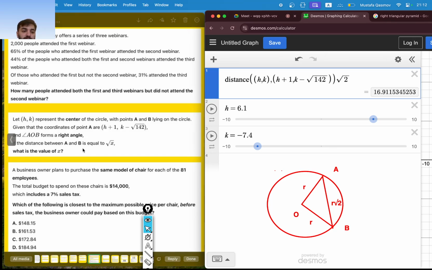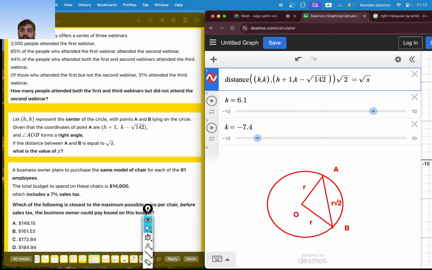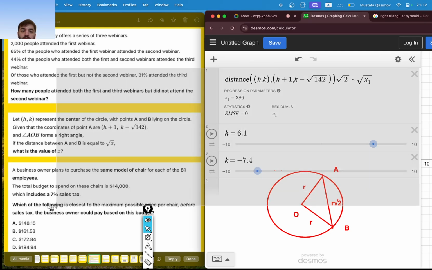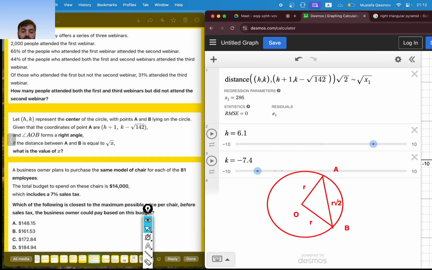Then because it says it is equal to x and we need to find square root of x, we need to find x. You have to write it like that and you will get the answer. Okay? Is it clear for everyone? Yes. Okay.